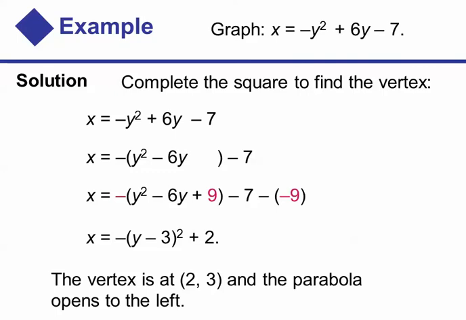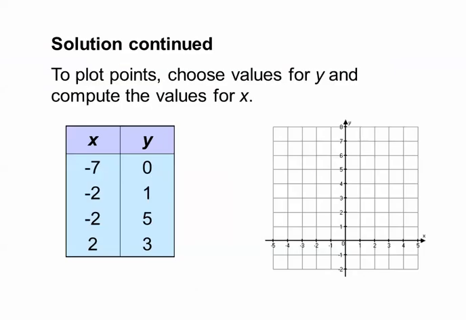So the variable that's squared gets the h as its coordinate, but that's y, so that's why it's gone in the second coordinate. This parabola is going to open left because it has a negative coefficient on the y squared term. We plot some points on either side. We figure out that this is what it looks like. The axis of symmetry is here at y equals 3.